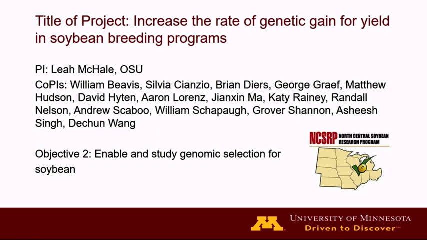How much time do I have here? Two minutes, okay. So just a little bit about this project we have going. Like I said, there are only a handful of publications so far in soybean. I think this project, funded by the North Central Soybean Research Program, is going to help change that situation. The title of the project is to increase the rate of genetic gain for yield in soybean breeding programs. There are several objectives on this project.